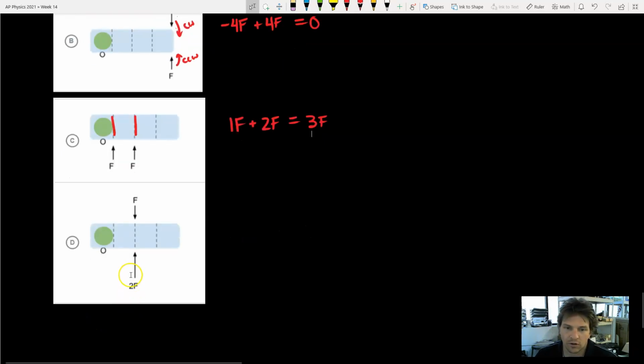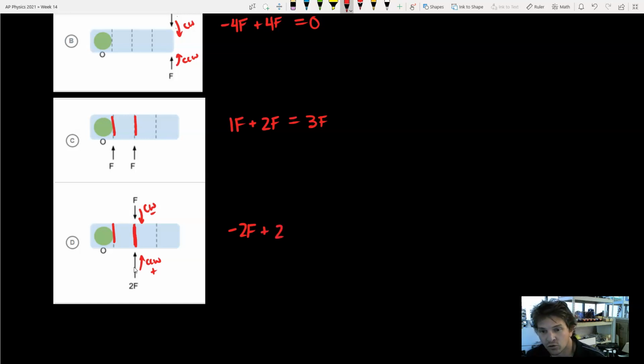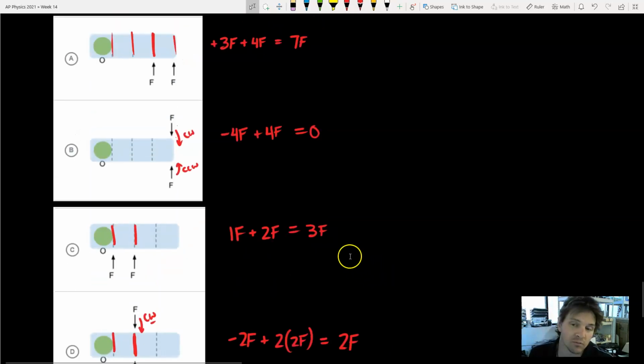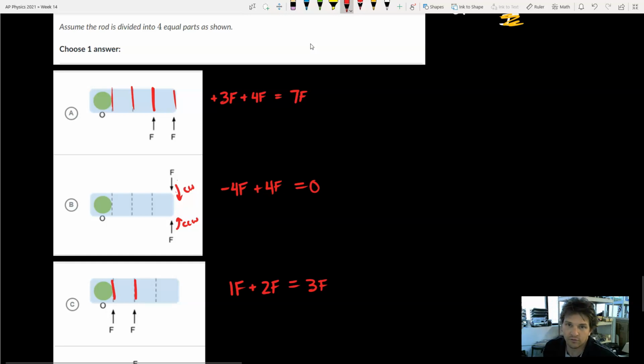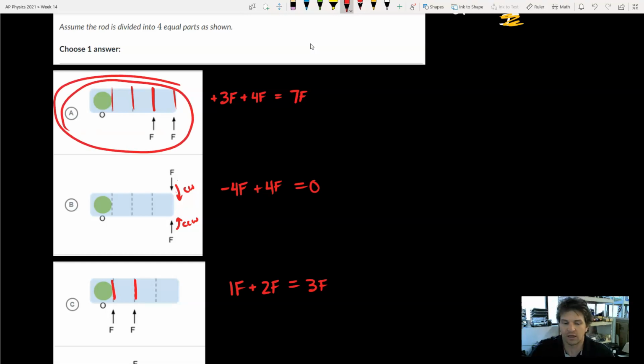And then the last one, notice, here I have a distance of 1, 2 distance, right? This is making it go clockwise, so this is negative. So I would have negative 2 times a force F, okay? Now this one going counterclockwise, this is a distance of 2, but it's 2F, so this is plus 2 times 2F. So this would give me a net torque of 4F minus 2, so positive 2F. So my biggest net torque is going to be my greatest angular acceleration. So looks like A. A has a net torque of 7F. So A is going to be my greatest torque, which means similarly my greatest angular acceleration.